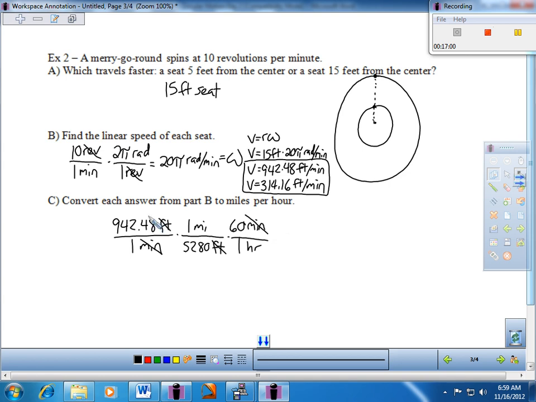So I would take my 942.48, multiply by that 60, and then divide by that 5280 there. And if you do exactly that, this is the outer one, it's going about 10.71 miles per hour. Wonderful. If you repeat the process there, same thing. I guess what I'm going to do is just put that 314.16 so we can get this moving along here.